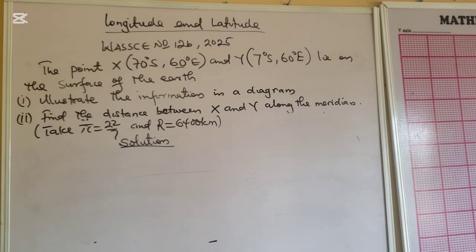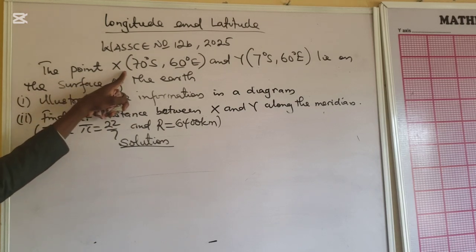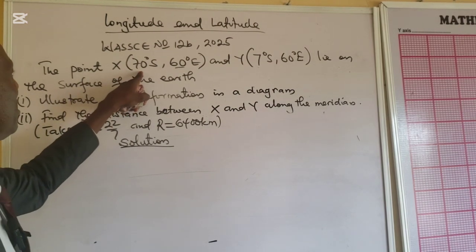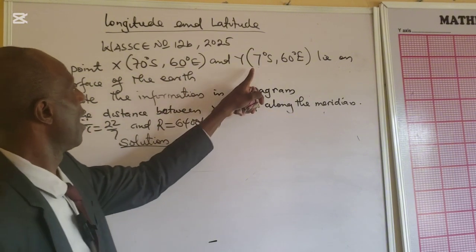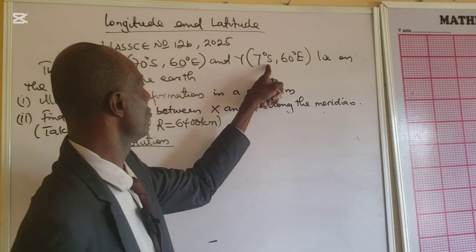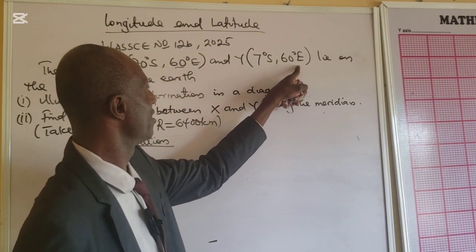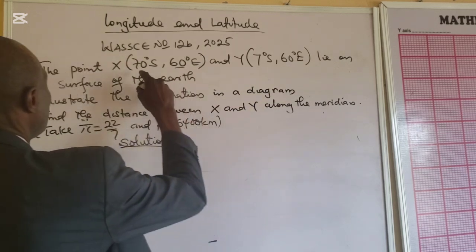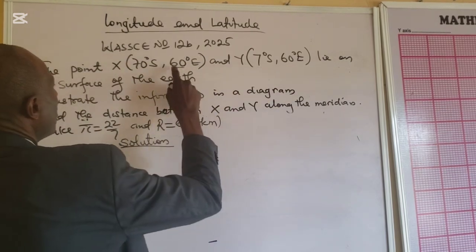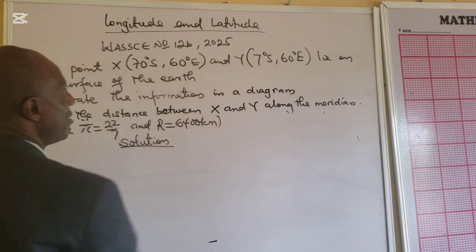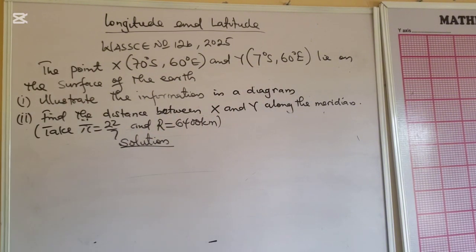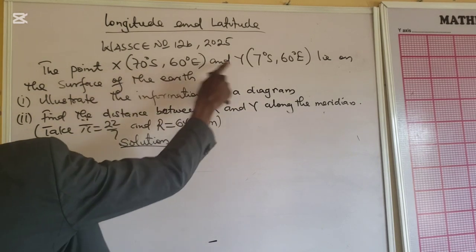This is WAEC question 12b, 2025. The point X is latitude 70 degrees south, longitude 60 degrees east, and Y is latitude 7 degrees south, longitude 60 degrees east. Look at them, the longitudes are the same. So 60 minus 60 is 0, which means we are not going to use the longitude to look for the angular distance.